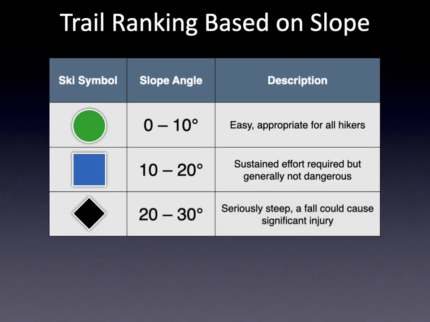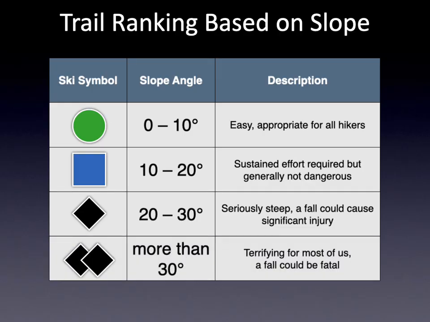When you get to the 20 to 30 degree trail or the black diamond category, this is a seriously steep trail, and a fall on such a trail could cause a significant injury. And trails greater than 30 degrees, these are our so-called double black diamond trails. These trails are terrifying for most of us because a fall on one of these trails could well be fatal.